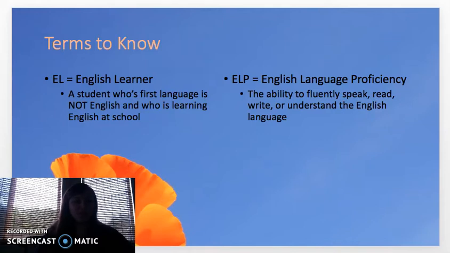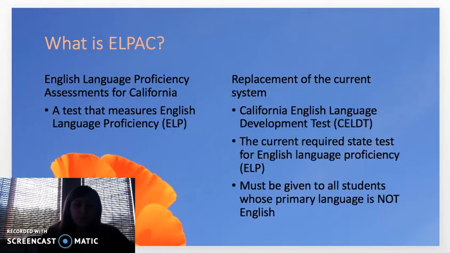Because for a student, especially a student who does not speak English or speaks very little English, to get through the public school system in California needs to know and understand English. So that's what the goal here is. English language proficiency is the measure of how much English they know. How proficient are they in English? Proficiency is measured by the ability to fluently speak, read, write, or understand the English language.